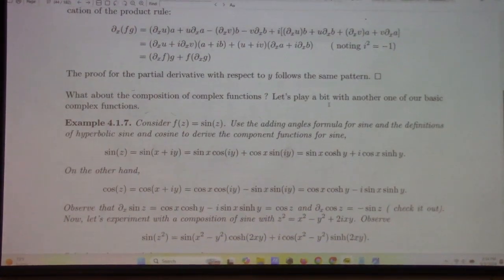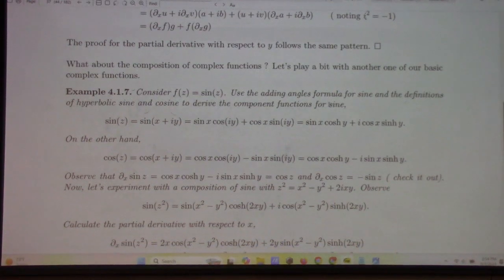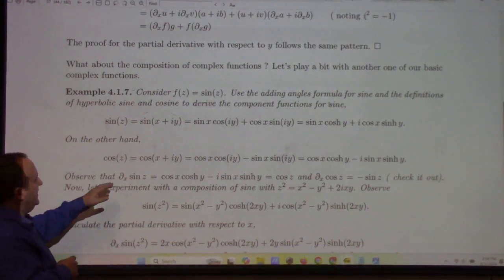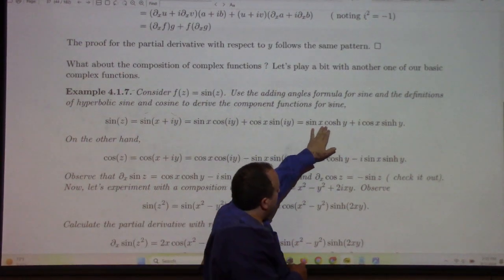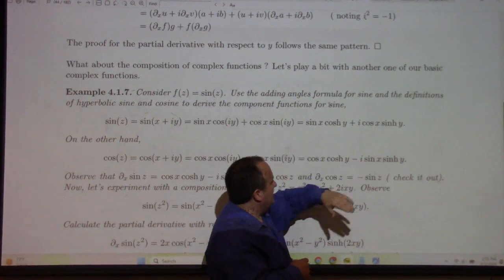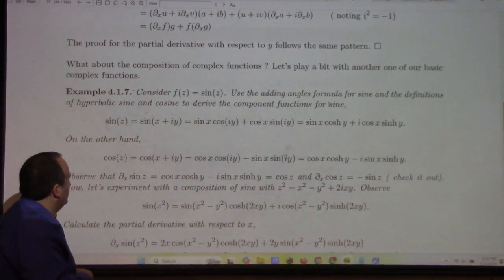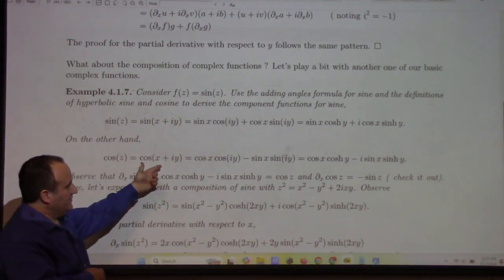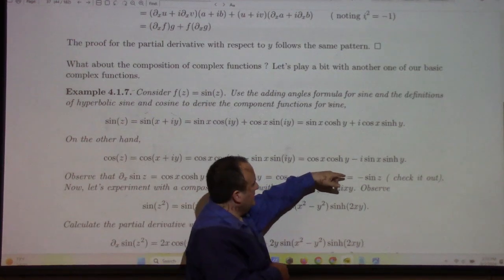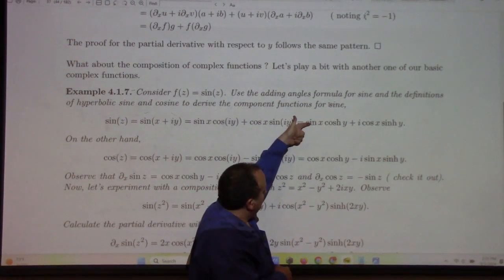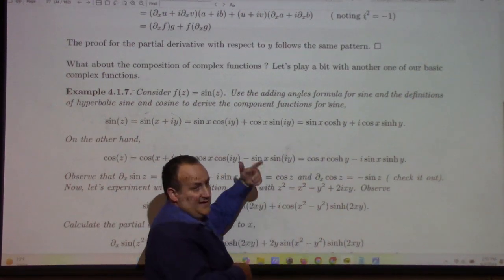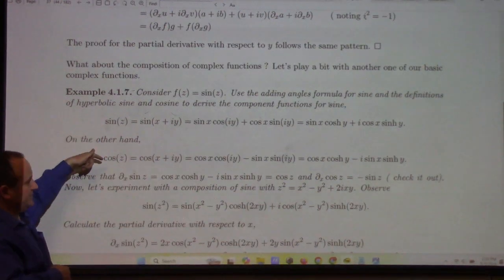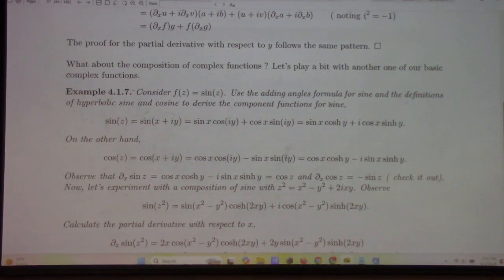So check this out, sine of z. If I use the adding angles formula, I can get this component expansion for sine z: sine cosh plus cos sinh. And if I take the cosine z, I get this. If I take the x derivative of this, I get that. If I take the x derivative of that, I get that. It seems like the x derivative of sine is equal to cosine. That's kind of neat.